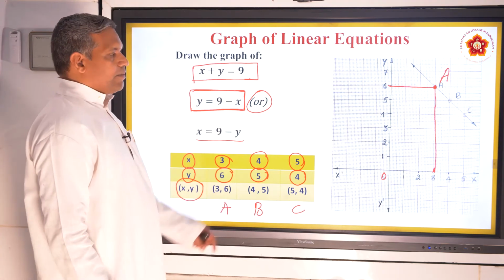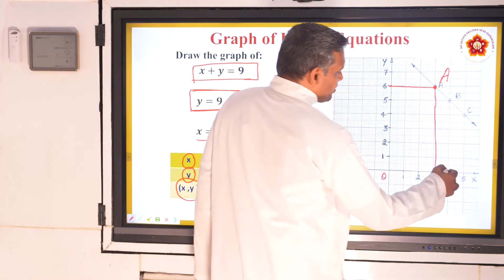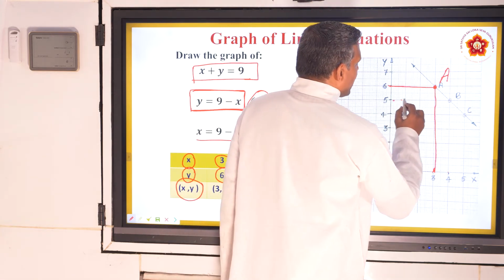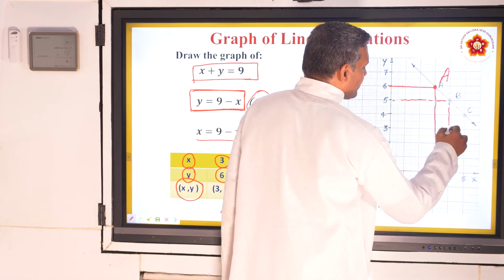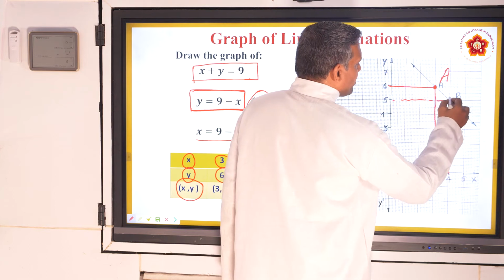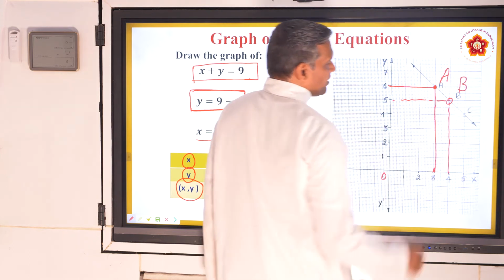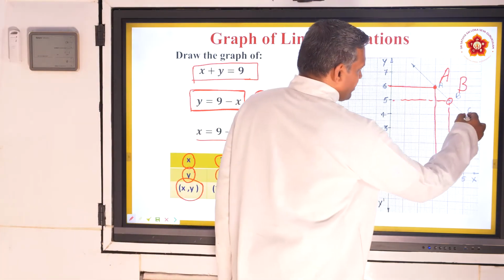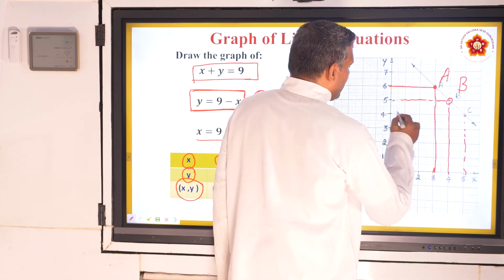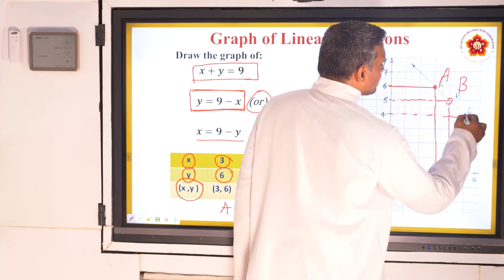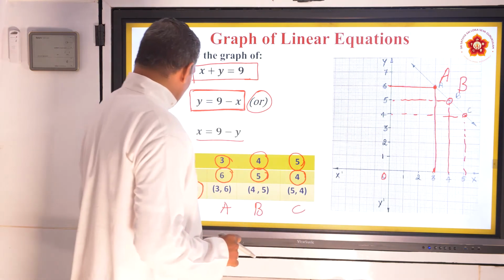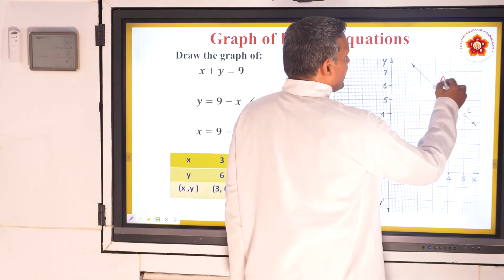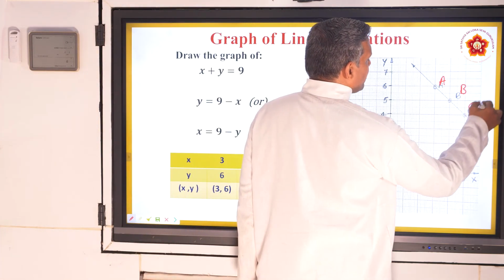Next is 4 comma 5. 4 I first go with x-axis, and then 5 I will reach in y-axis. Actually you are supposed to take a dotted line. Take the dotted lines, and where you get, this is called point B. And next C is 5 comma 4. So 5 is here, I descend 5. And 4 is here, I descend 4. So now I am removing all this confusion for you. Now I got only 3 points, point A here, point B here, point C here.